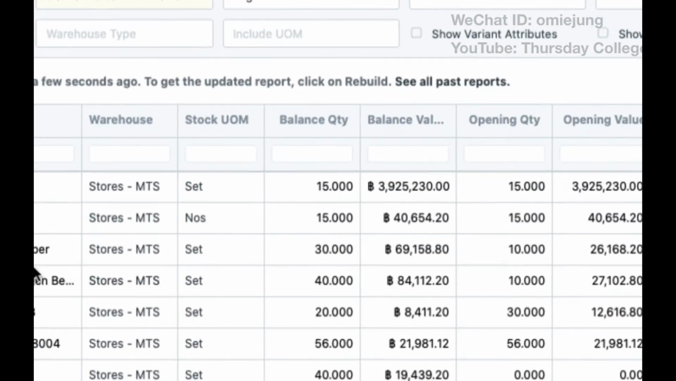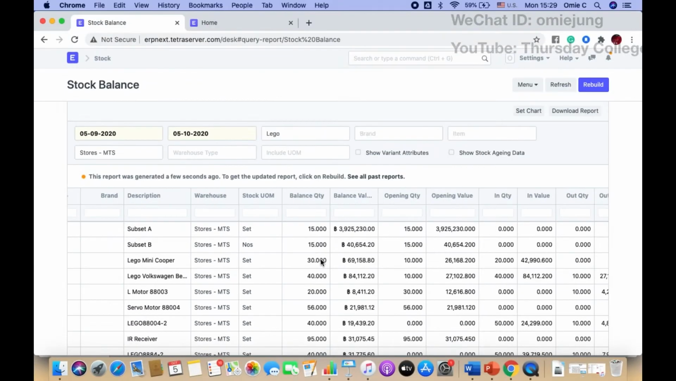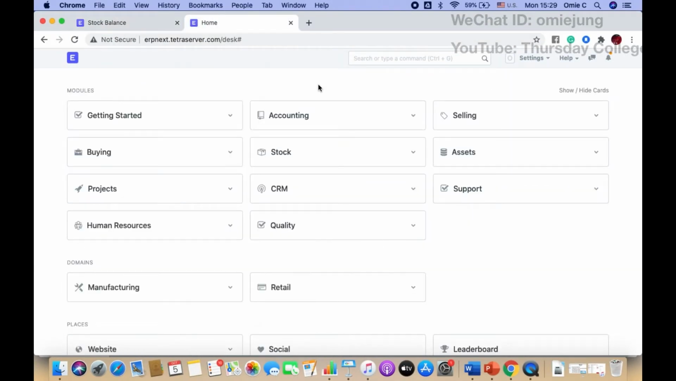Lego Mini Cooper, 30 units. Okay, so what I am going to do is go to the purchase.